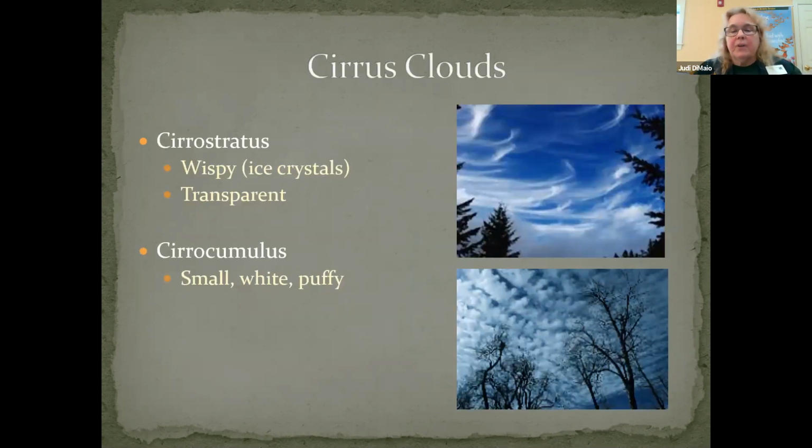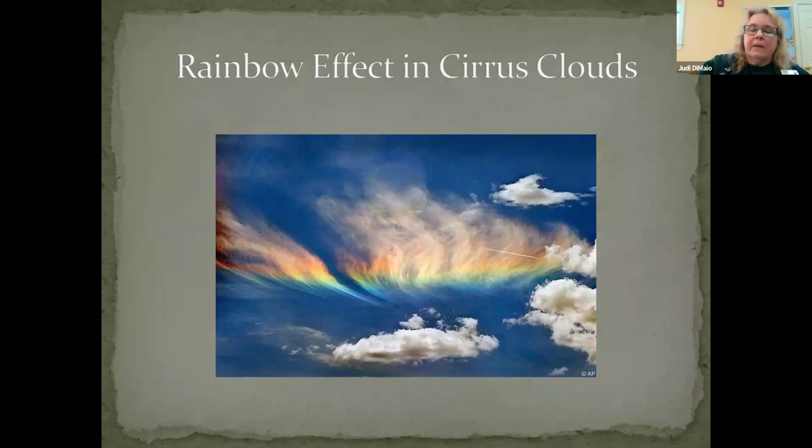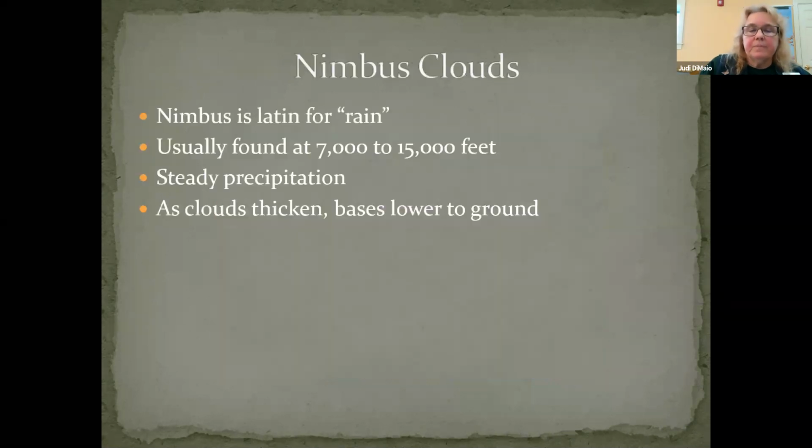So you have Cirrostratus clouds. Again, don't worry about the difference. They're wispy, they're very transparent. And Cirrocumulus are small white puffy clouds. This is why I like cirrus clouds. That is just so pretty. They're just really cool. They have a lot of cool things that they can do.